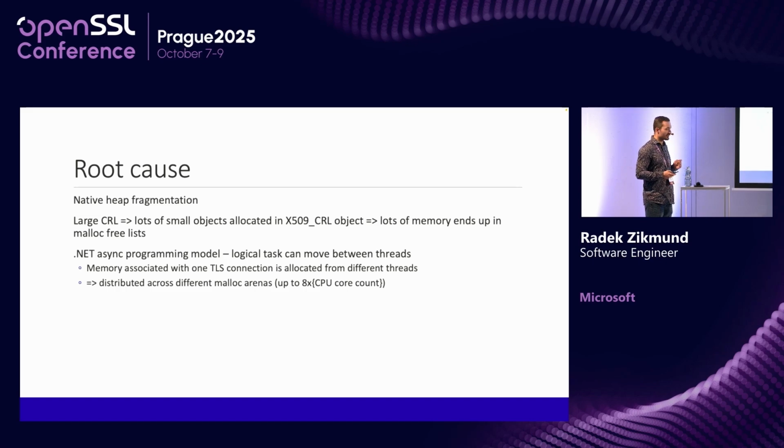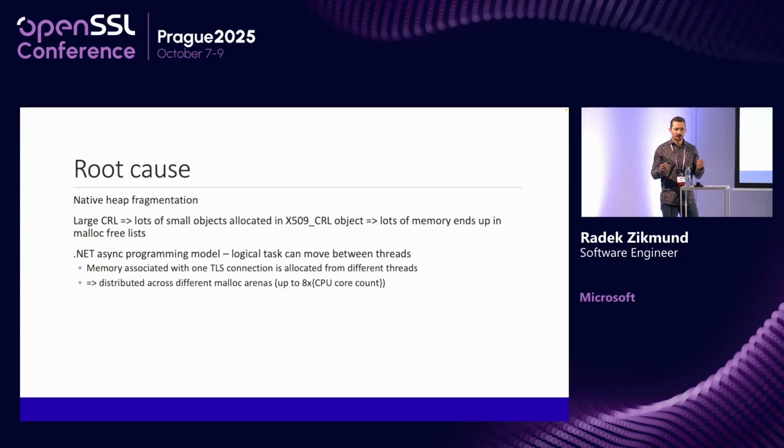And one thing that does not really help is the .NET asynchronous programming model. In short, you have some task, let's say a TLS handshake, and whenever you are waiting for some data on a socket, for example, the task, the logical piece of code, gets set aside until we have something come in from the other side, and then it gets scheduled on a thread pool and will be picked up potentially by a different thread.